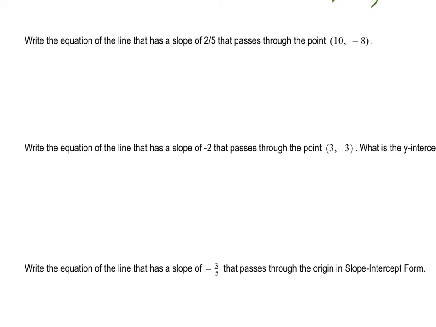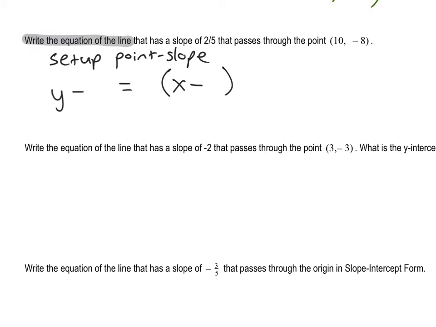So again, when you read these six words, write the equation of a line, think immediately, set up point slope. Okay, so we're going to have y minus a given y value equals the slope on the outside there times x minus a given x value. Notice I set it up empty first. Okay, if you do this, you won't lose negatives. Those are part of the form. They have to be there. So now we're going to fill in our missing parts.